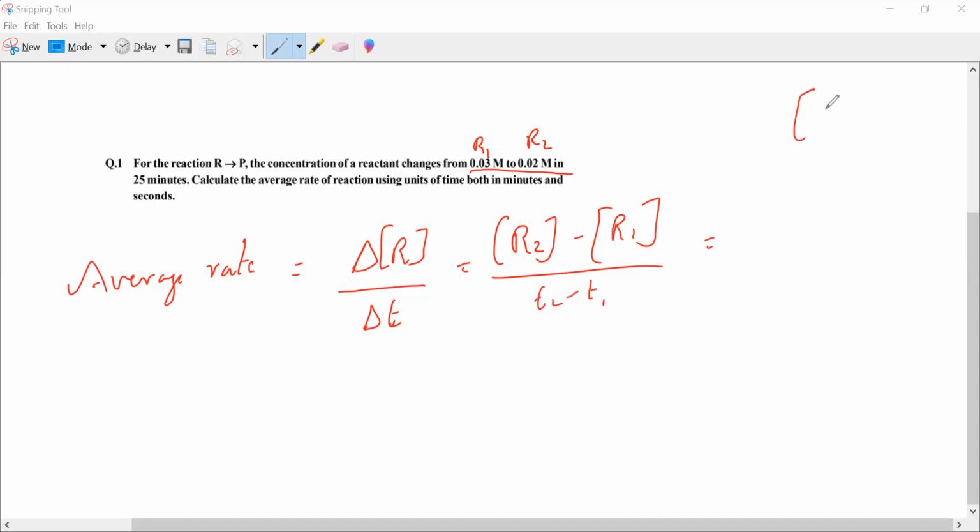If you want, you can write this outside or inside, it doesn't matter. It doesn't make any difference. So coming to this, what is the answer? 0.02 minus 0.03 by 25. So this is nothing but 0.01 by 25.